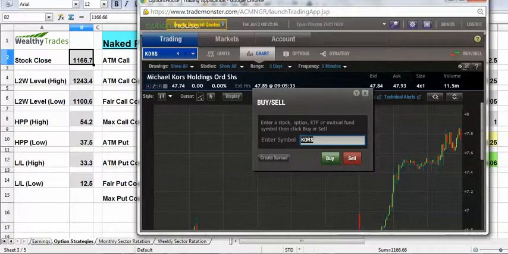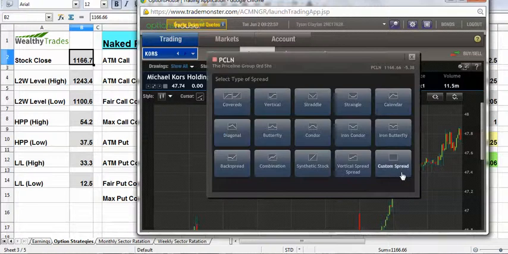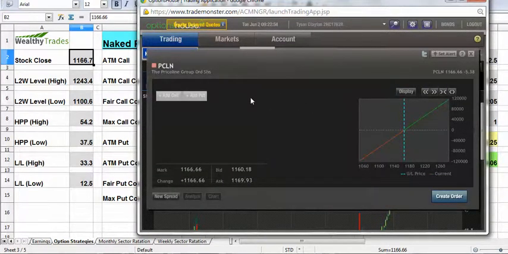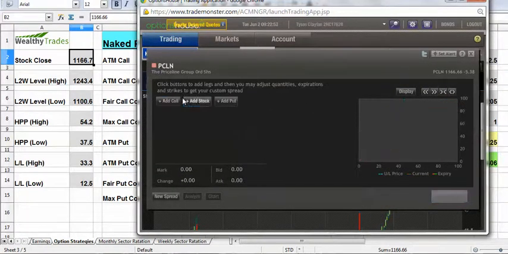It's not the worst one. It's a decent platform. But anyway, I'm going to type in Priceline. What I'm going to do is get a price of the monthly, or the closest to the monthly.